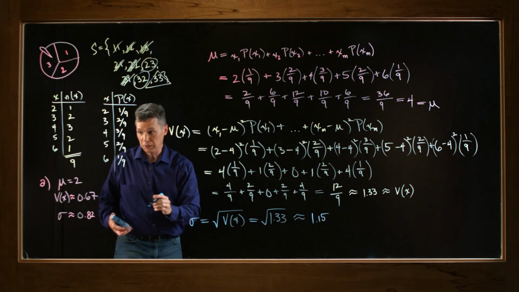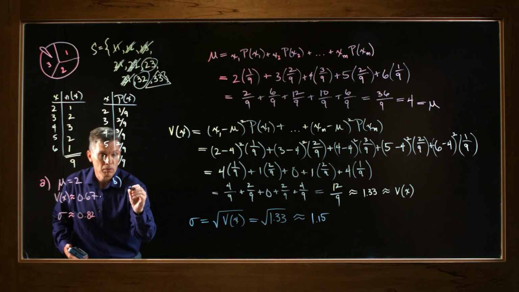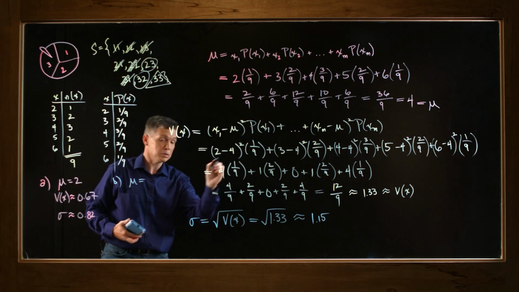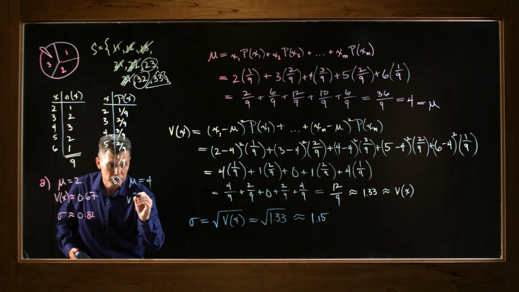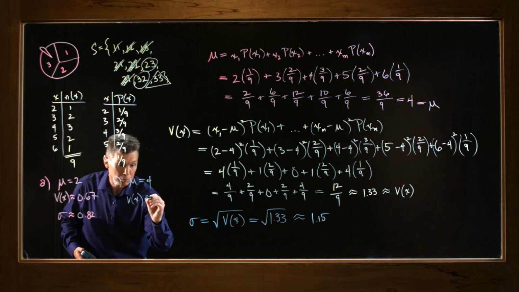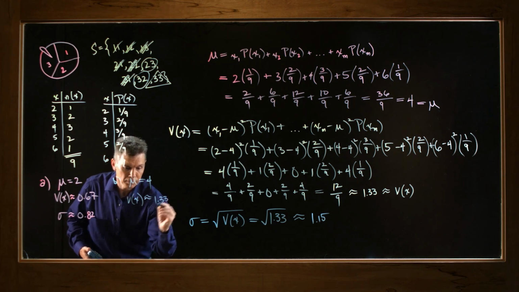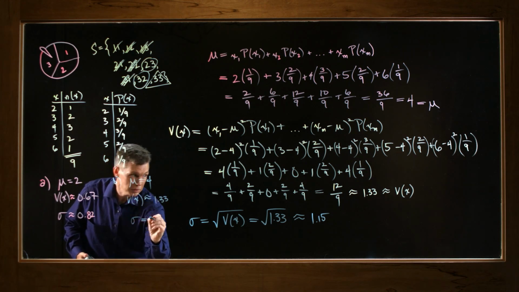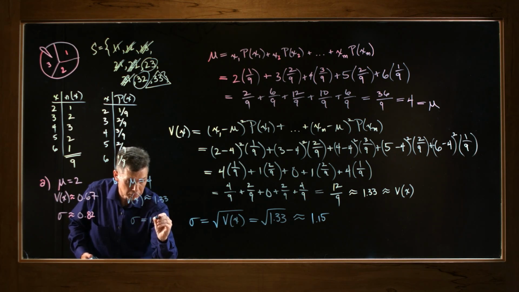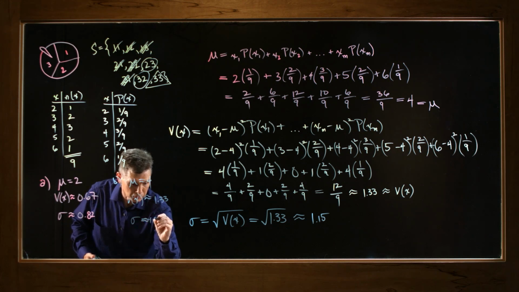Okay, so for part B, we have our mean of 4. We have our variance, approximately 1.33. We have our standard deviation, approximately 1.15.